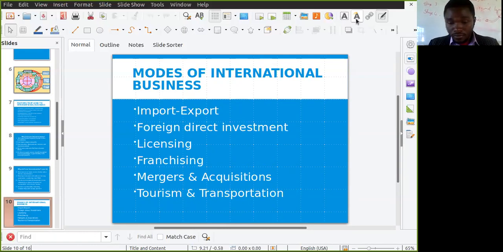Licensing. A company gives permission to another company to manufacture a product for a specified payment. You will be given a license to manufacture a given product for a specified payment. We see this activity happening a lot in our local shopping malls, for example.